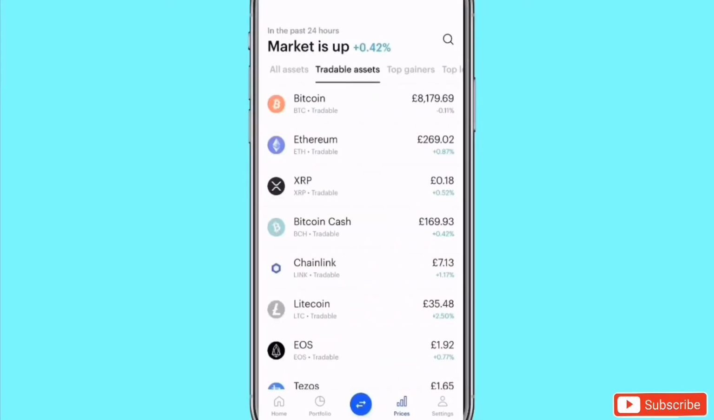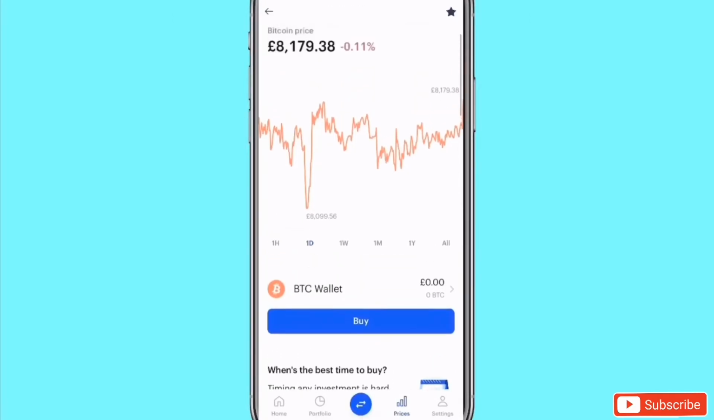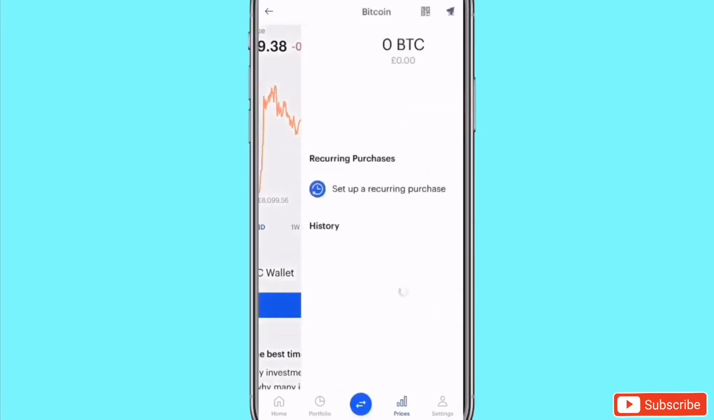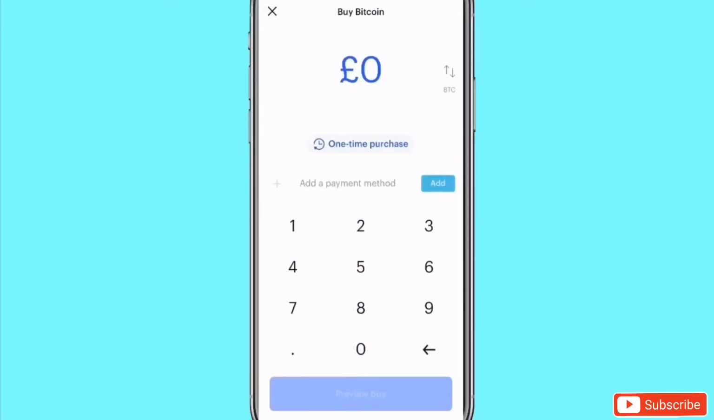So let's just show you an example of buying a crypto. So if we go Bitcoin, just because that is the most known currency. If you haven't heard of any cryptocurrency before, you probably have heard of Bitcoin. And you can see Bitcoin wallet. I don't currently have anything in the wallet, but you can set up a recurring purchase if you want, and you can buy Bitcoin. If you were to buy Bitcoin, you can put in exactly how much money.